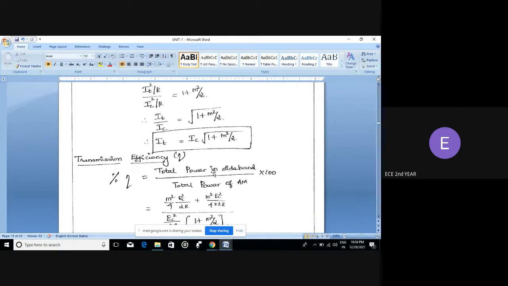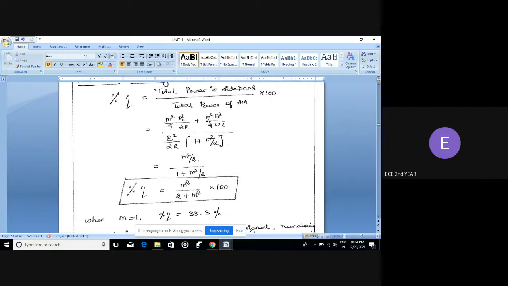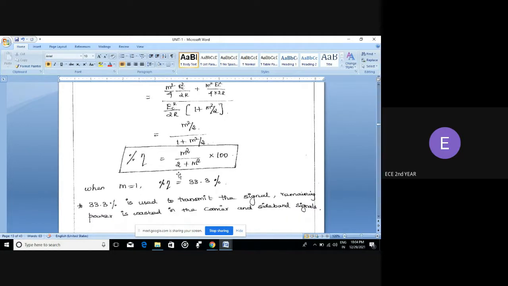And then the transmission efficiency. What is transmission efficiency? It is the total power present in the sidebands divided by the total power of the AM wave, into 100. If you put in the power values, the efficiency formula is written as m squared divided by 2 plus m squared, into 100. Why? Because efficiency is always expressed as a percentage.